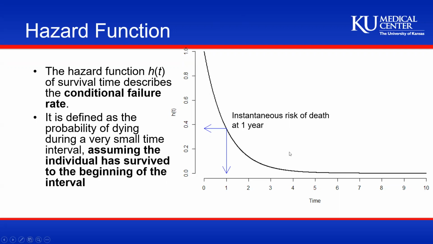So maybe think about premature birth, really, really small infants. If you can get them past a certain point, then their chances of survival are really high. And so that certain point is represented on this figure here. Their risk of death is highest early. So again, this is defined as the probability of having the event during a very small time interval, assuming that individual survived up to that time point. And that's also called the conditional failure rate.